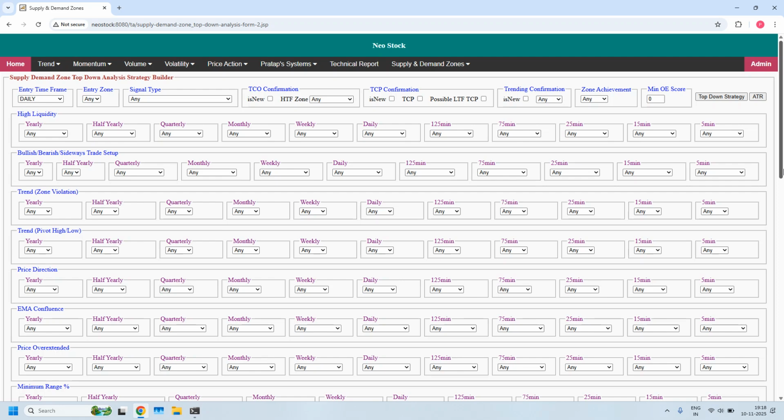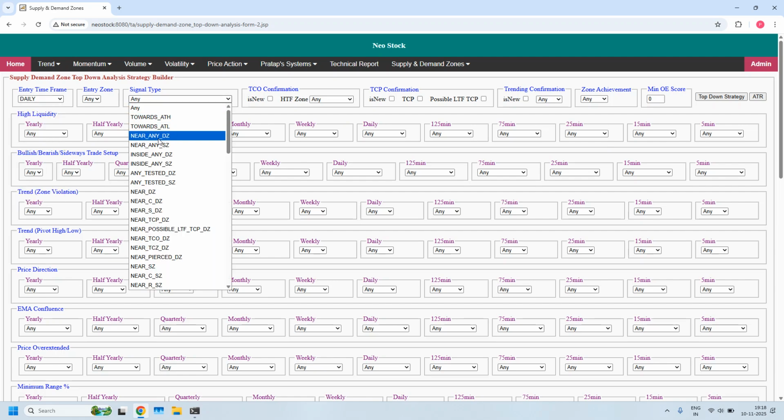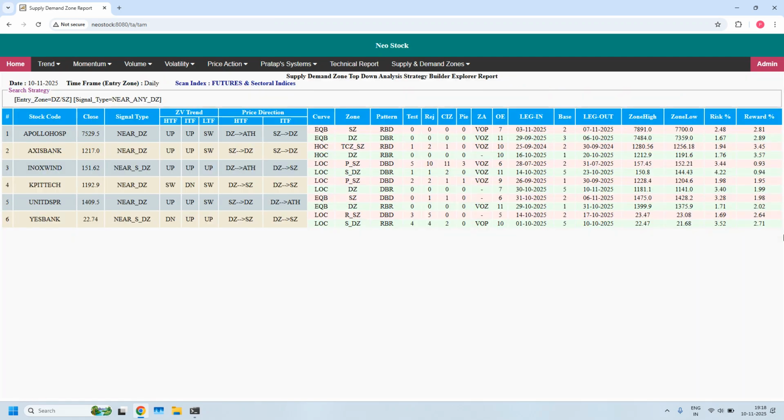So my throat is not really good, so I will try to minimize the commentary today. So stocks near daily demand zone. Six stocks we got. High liquidity zones, two stocks we got.